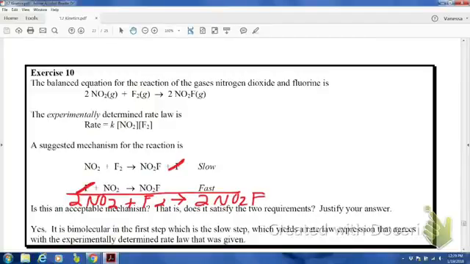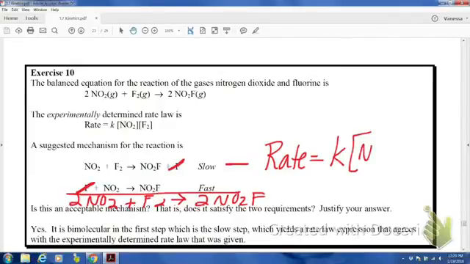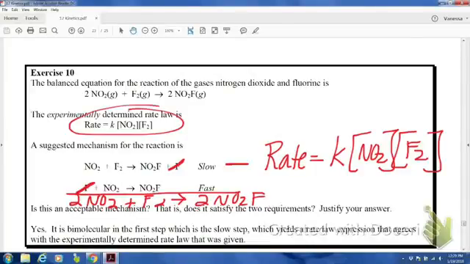So for the suggested mechanism, we stop at the slow step. Intermediates never appear in the rate law. And so I would write this as rate is equal to k times NO2 to the first order and F2 to the first order. And then, of course, it gave us our experimental rate law. And so it is the correct mechanism.